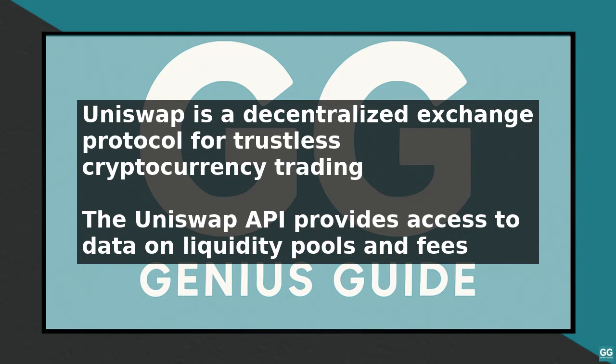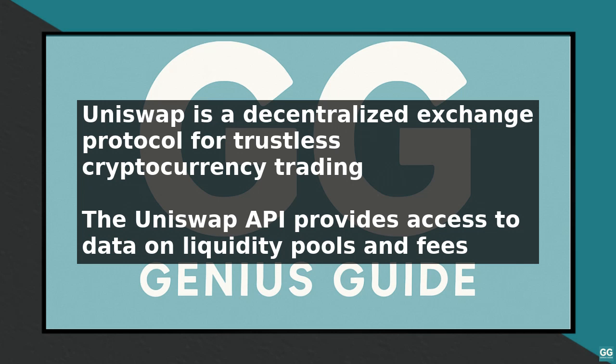To query Uniswap pool fees via API, you need to start by understanding the basics of Uniswap and its API. Uniswap is a decentralized exchange protocol that enables users to trade cryptocurrencies in a trustless and permissionless manner. The Uniswap API provides access to data on liquidity pools, trading pairs, and fees.